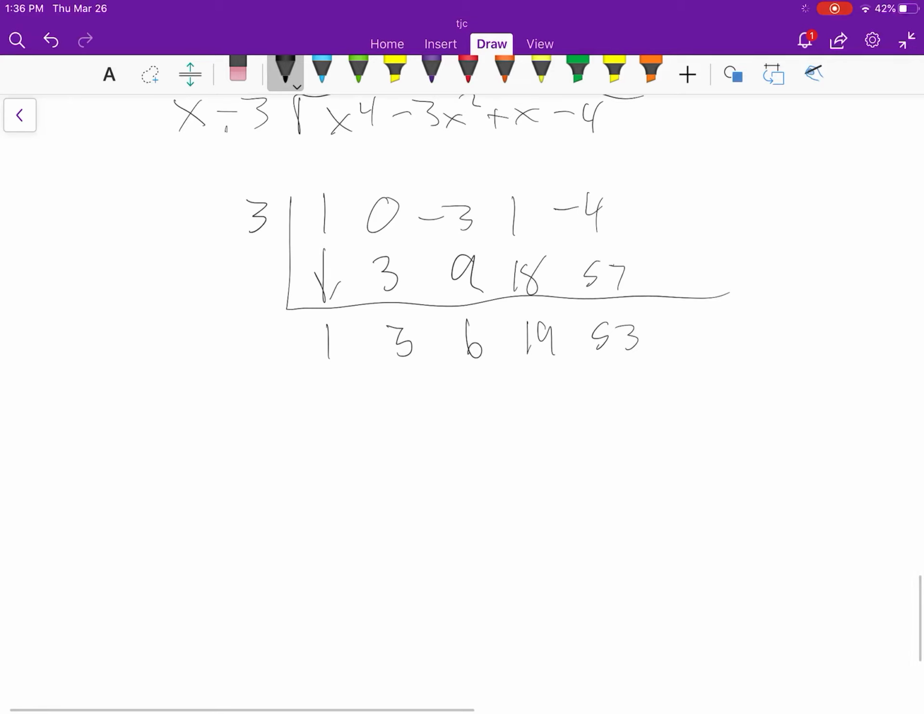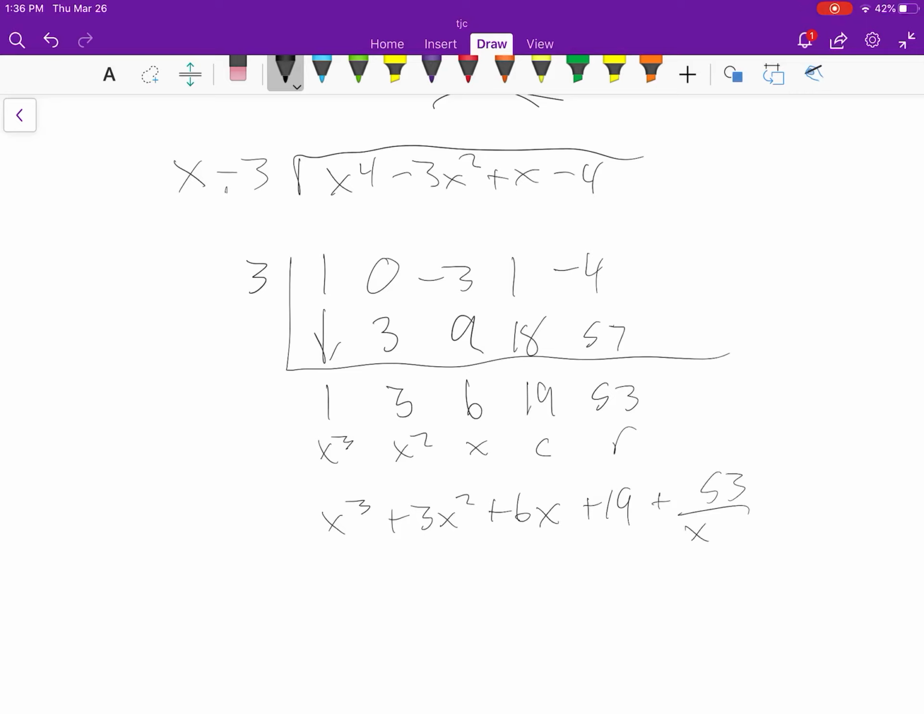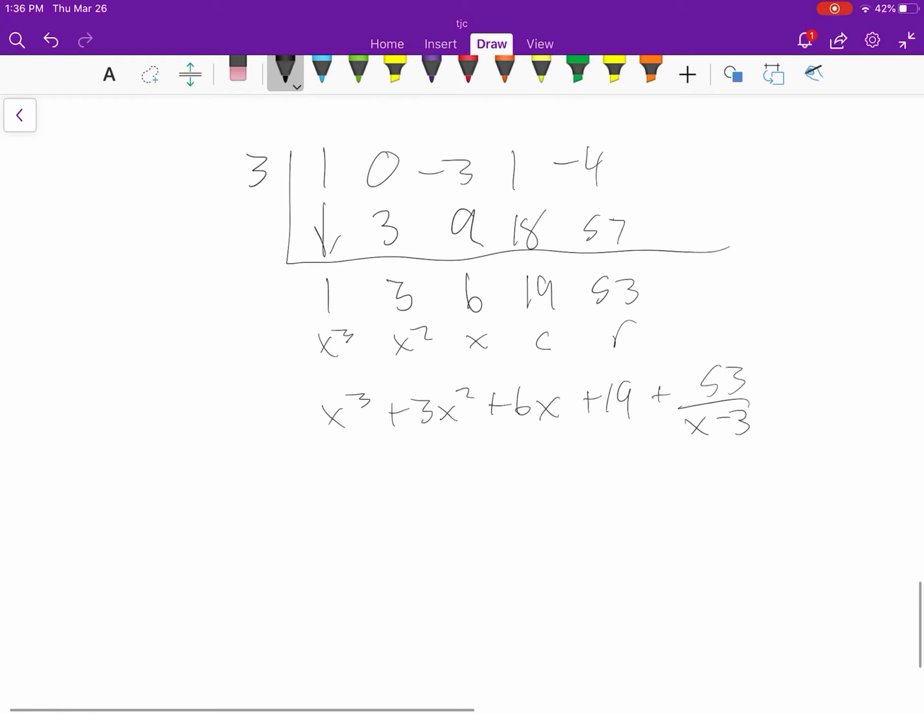So this has a remainder. Our answer is the cubed term, squared, x, constant, remainder. So it's x cubed plus 3x squared plus 6x plus 19 with a remainder of plus 53 over x minus 3. Okay, so that's it with synthetic division, and let's move on to the remainder theorem.